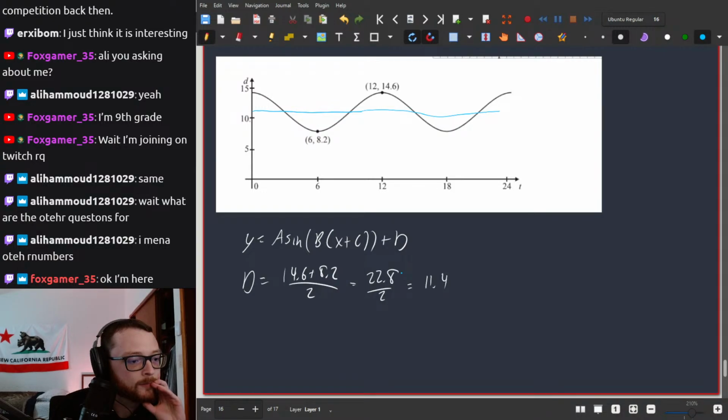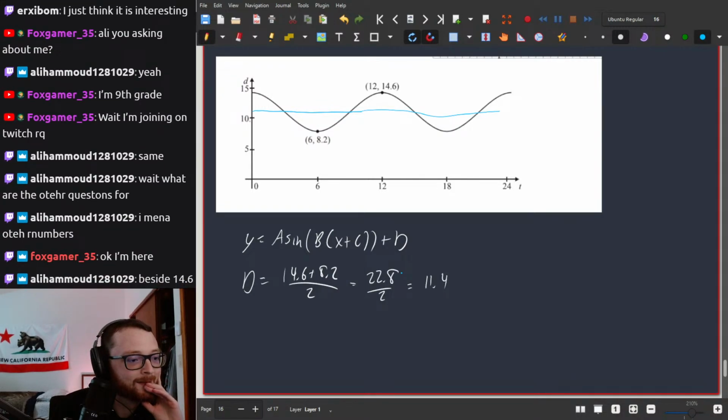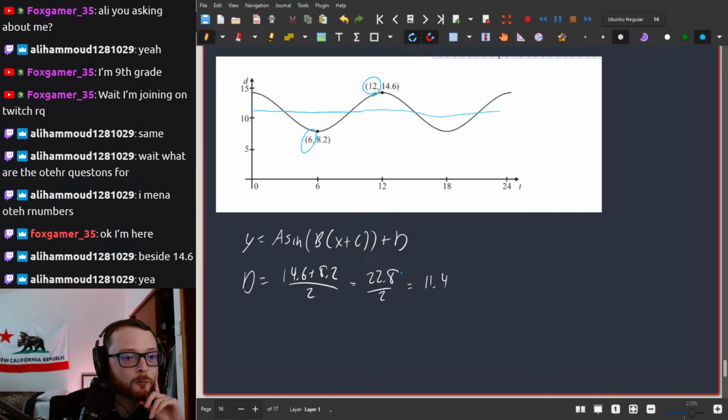Hey, Fox Gamer. Welcome up to the other side. Like the 12 and the 6, those are the X values. We'll need those in a second. But D only cares about the height. So for the sake of getting D, the only thing we need is the Y values.